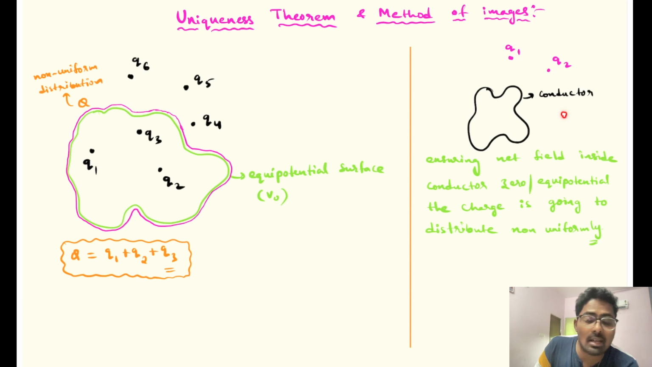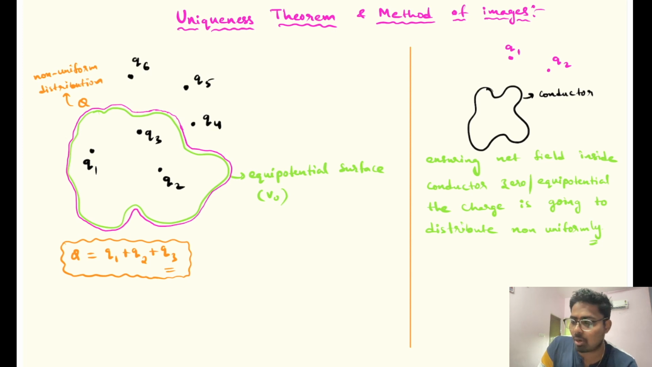Once it has distributed in a non-uniform manner, if I ask what is the electric field over here, it is very difficult for us to find. Earlier it was easy because all were point charges. Now, due to these 2 point charges I can find it, but what about due to this conductor? I cannot find it because it's not a standard object like a sphere or cylinder, due to which I know the electric field, right?